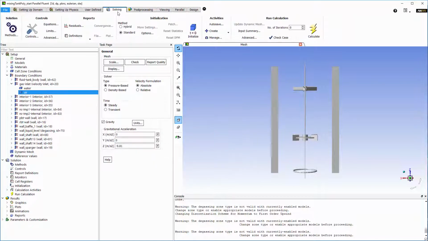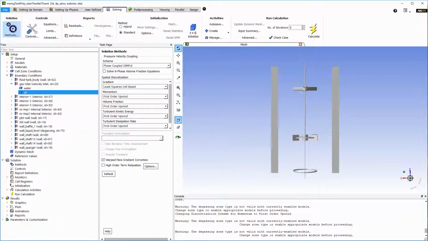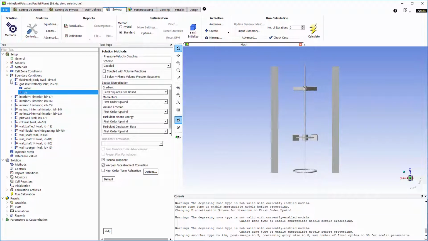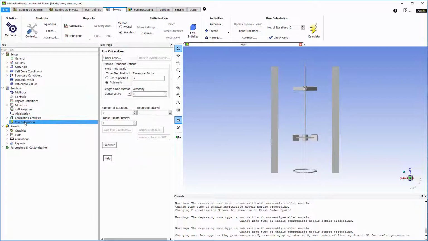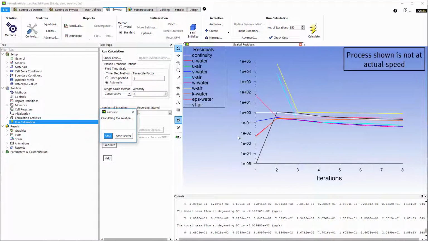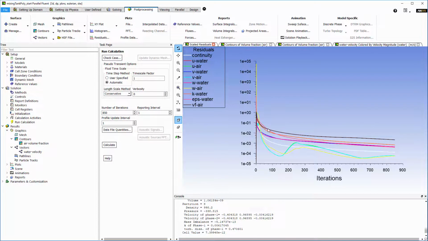The calculation is now ready for submission to the solver. The solver will use the coupled scheme and the run is pseudo-transient. I'll use an automatic time step method with a timescale factor of 1. The solution should converge after 850 iterations. After 850 iterations, the convergence of the solution is satisfactory.